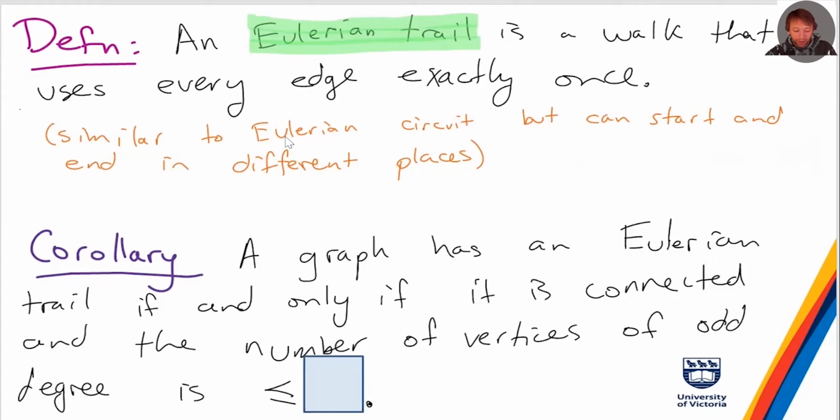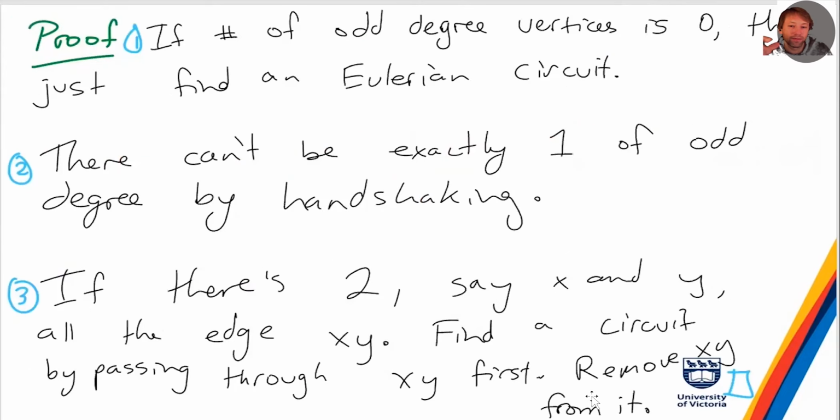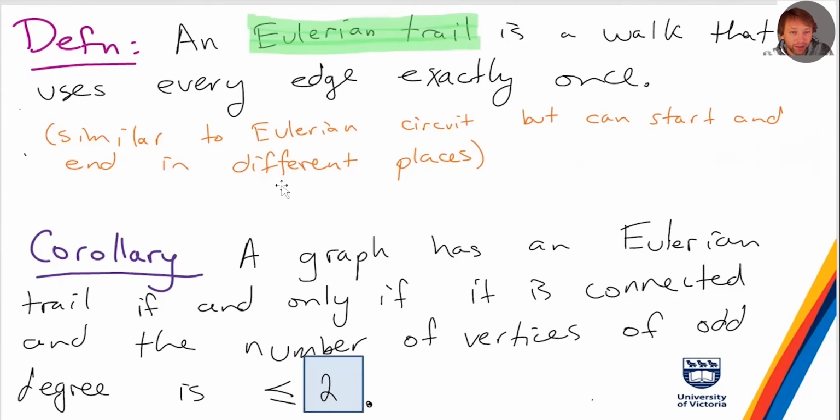So in a trail, you don't have to start and end at the same vertex. Now, a corollary of Euler's theorem is that a graph has an Eulerian trail if and only if it's connected and the number of vertices of odd degree is at most 2. So why is this the case? There's an easy proof of this using Euler's theorem, but does anyone see how this follows, how you would prove this using Euler's theorem?